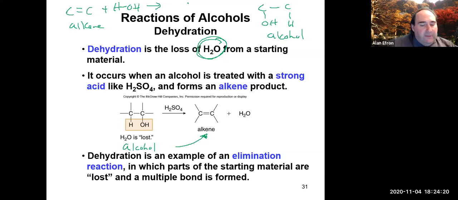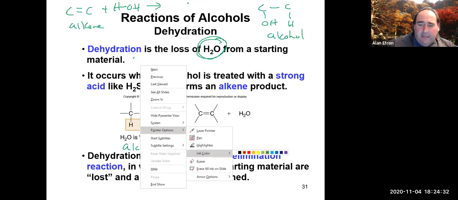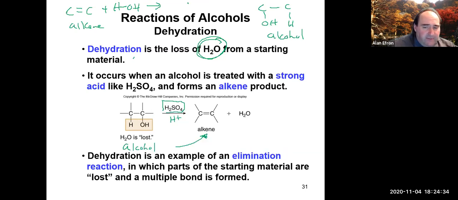So how do we lose the water? This sulfuric acid here is just, again, a catalyst. Sometimes they may even write H plus on top to indicate that it's an acid catalyst helping out in this reaction. But if you remember, the alcohol goes on with an OH group on one carbon and a hydrogen on the other.